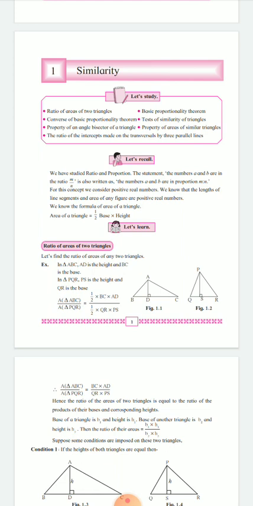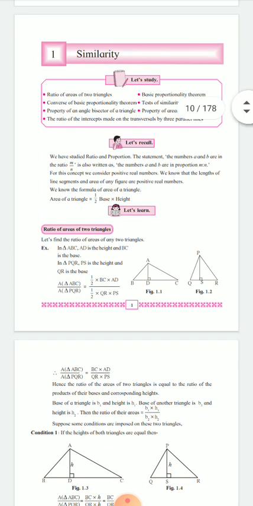And in the denominator, for the area of triangle PQR, I have to write half into base, that is QR, into height, that is PS. Okay, half into QR into PS. Now if we simplify it, you will see this half gets cancelled out, the same in numerator and denominator, and you will get the revised expression: area of triangle ABC divided by area of triangle PQR is equal to BC into AD divided by QR into PS.